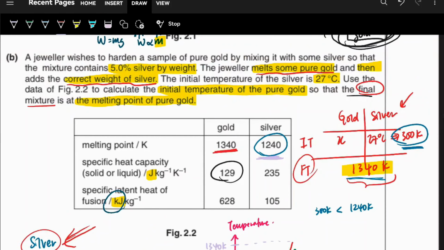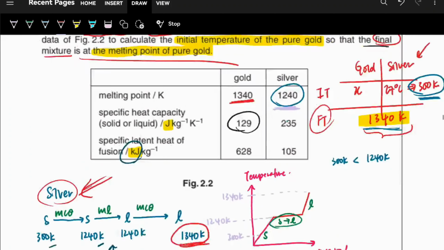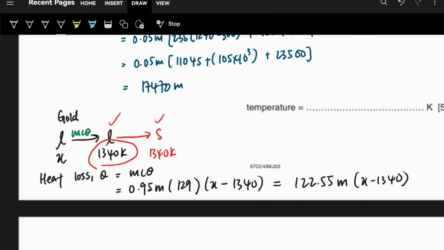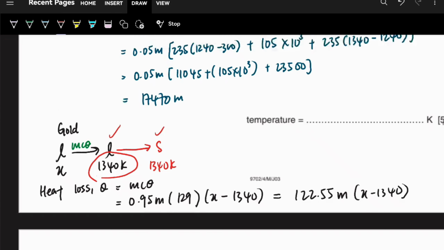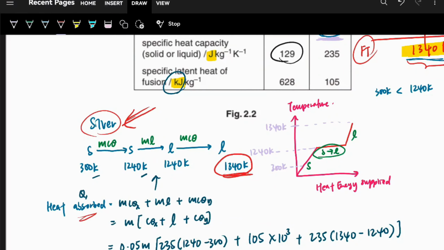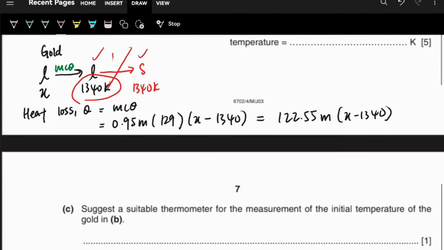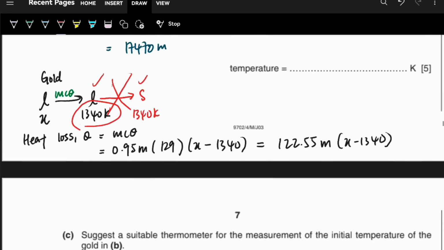The question explicitly mentioned the melting point of pure gold. So the gold just cools to 1340 Kelvin exactly at its melting point and stops there, still molten. It will not solidify further, because if it goes further, it releases extra heat. Therefore, silver has to absorb extra heat and the temperature will go beyond 1340 Kelvin, which is not what the question wants. So that's why gold will not solidify. It will just maintain as molten. That is one thing I had in mind.